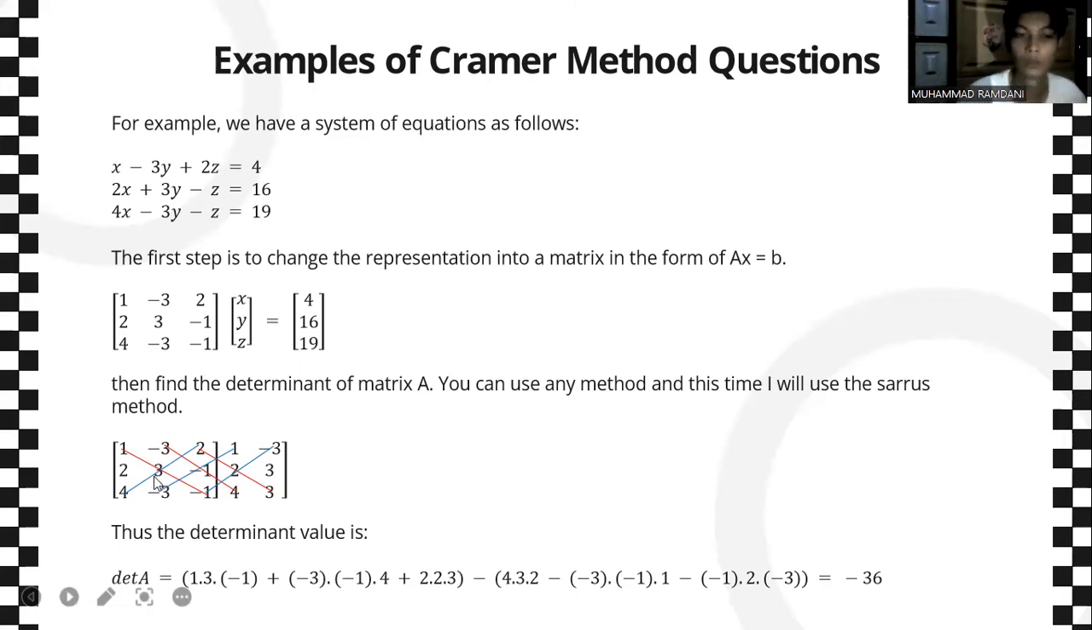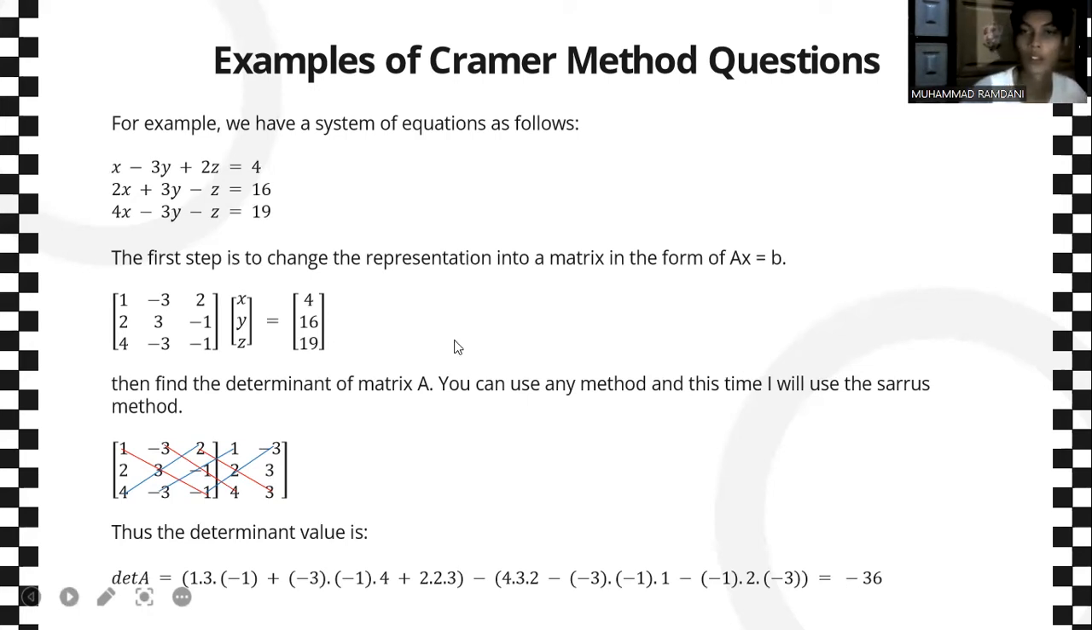Now we can move into the second multiplication here. 4 times 3 times 2. But in the second multiplication, we use minus instead of plus like the first one, and so on. The result is minus 36. So the determinant of A here is minus 36.